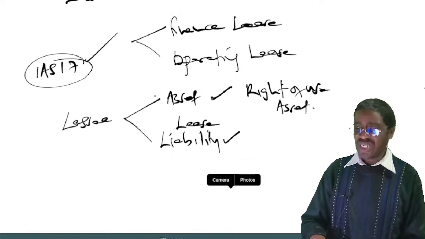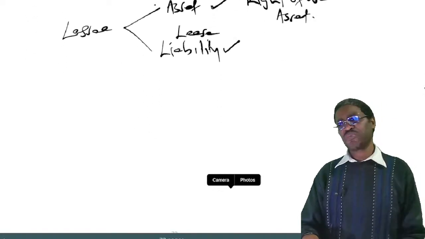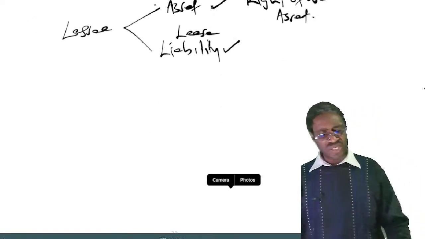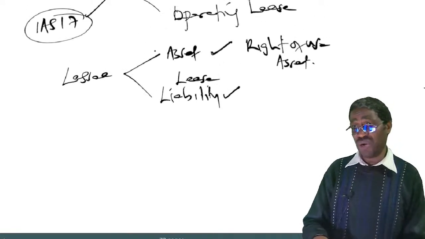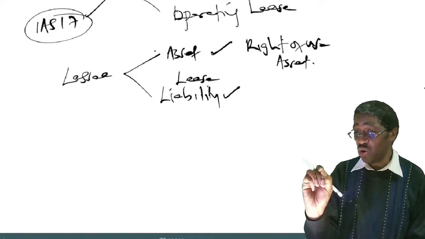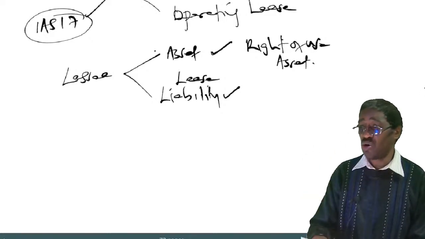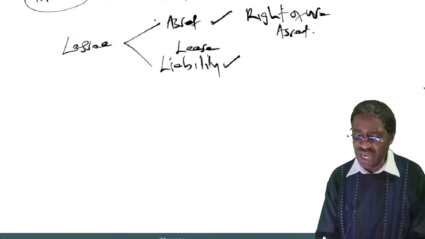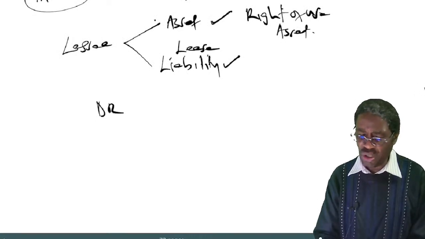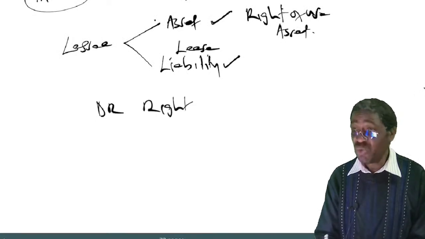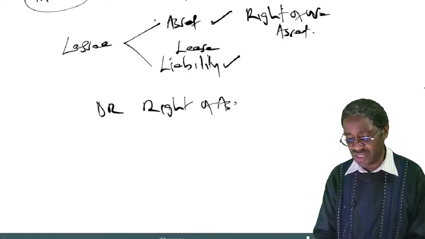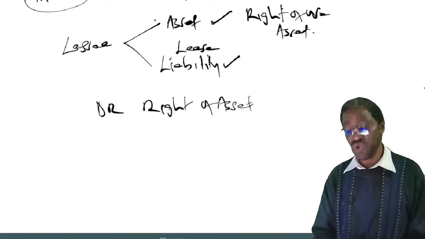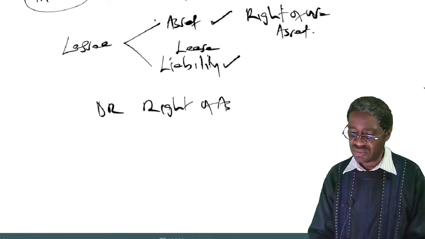Good. Now, let's put down something on what we have already said. No, maybe before we put it down, listen. Now that you're going to recognize an asset, you will debit your account called right of use with the amount of the asset. You will debit an account called right of use asset.